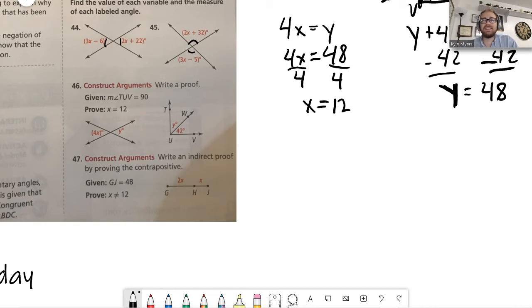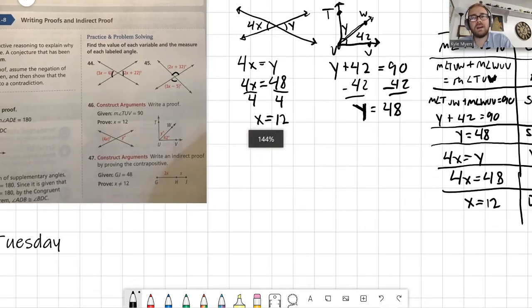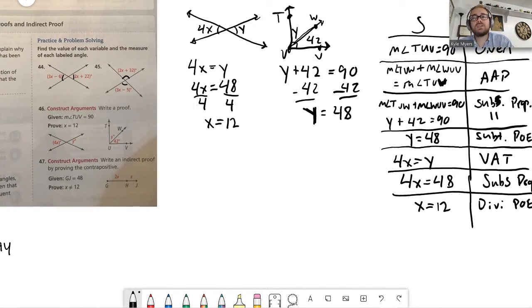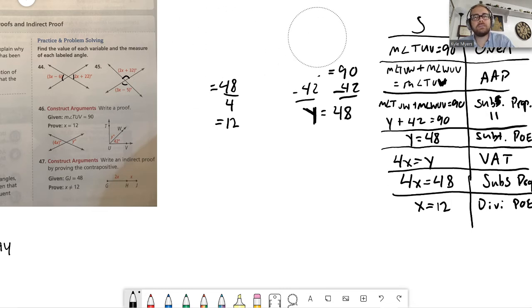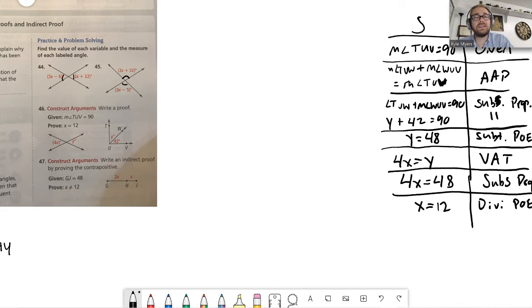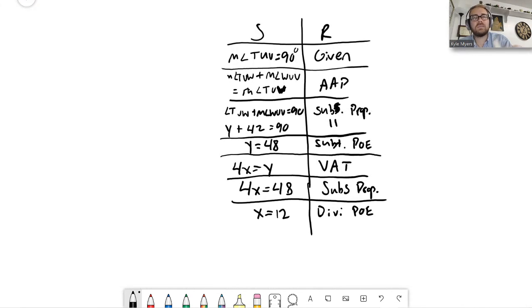And then number 47, it says write an indirect proof by proving the contrapositive. By proving the contrapositive. Okay, so here's what we're going to do. These indirect proofs can be kind of tricky, but they tell us exactly how to set it up.